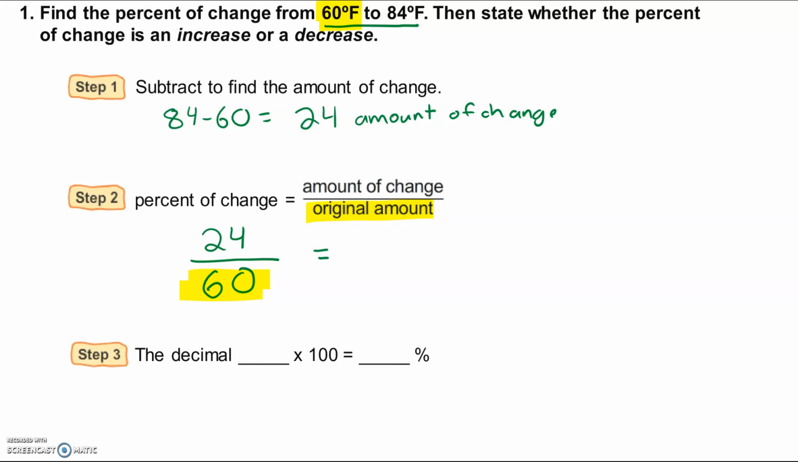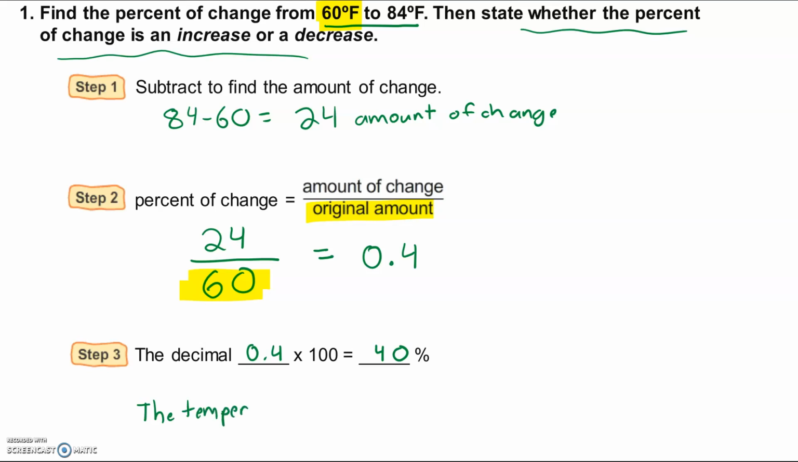A fraction just means division, so we divide, which gives me 0.4. To make a percent, we multiply by 100, so that gives me 40%. That's our final answer, and then we want to remember to answer the question: was it an increase or a decrease? We look at our problem to figure that out. 60 to 84 is an increase, we went up. So the temperature increased by 40%. That would be our final answer.